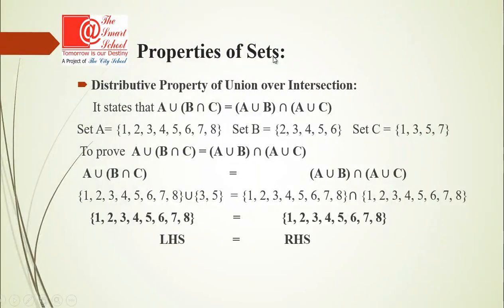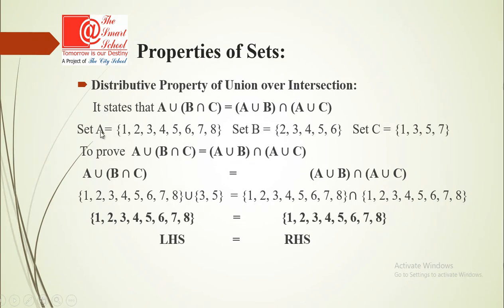Properties of sets. In our previous lesson, we learned some of the properties. Today we are learning the distributive property of union over intersection. It states that A union (B intersection C) is equal to (A union B) intersection (A union C).